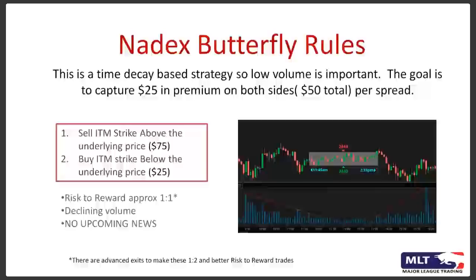So the maximum risk in this is always going to be what your profit potential is on the one side minus what your cost was on the other. So worst case scenario, it's a 1-to-1 situation. Okay. Now, there are advanced exit strategies for this one that you can get out with less than a 1-to-1.